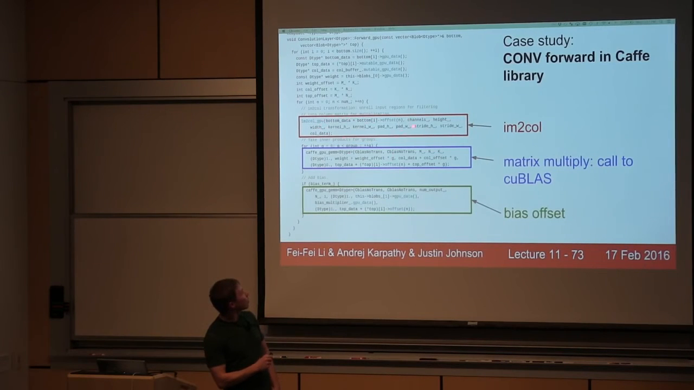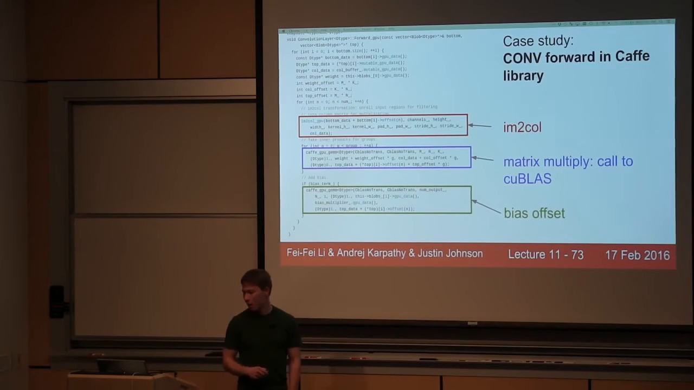Right, so this is taking their input image somewhere. This is their input image, and then they're going to reshape this, calling this im2col method, and then store it in this column GPU tensor. Then they're going to do a matrix multiply, calling cuBLAS to do the matrix multiply, and then add the bias. So that's how, I mean, these things tend to work quite well in practice.